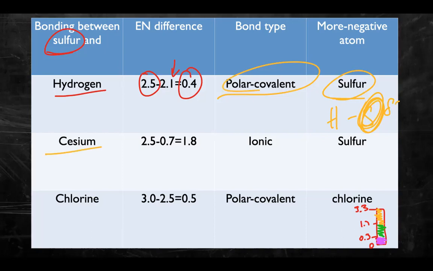Then you have cesium. Cesium's 0.7. That gives you an electronegativity difference of 1.8. That puts you above here in the ionic category. And then finally, chlorine. Chlorine is 3.0. That's a difference of 0.5, which again puts you down in this polar covalent area. But now chlorine is the more electronegative element.